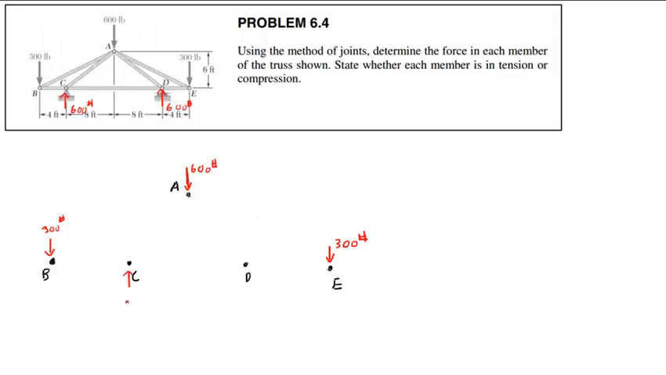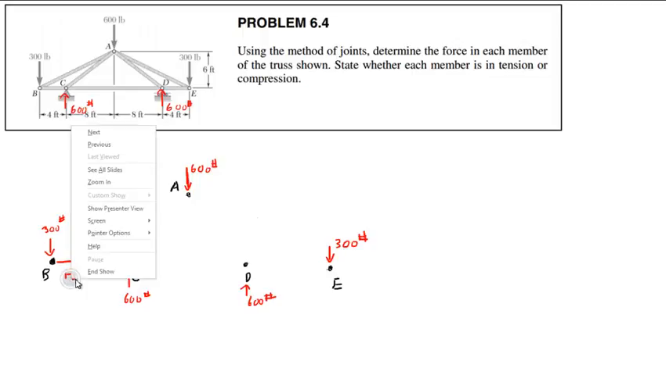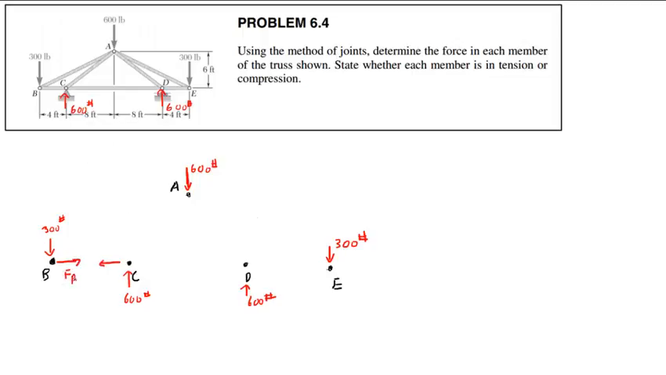This will be 600 pounds, 600 pounds, and 600 pounds. Now, look at how I'm going to draw this, and how I'm going to label this. I'm going to call this FBC. And all this means is the force that is in member BC.